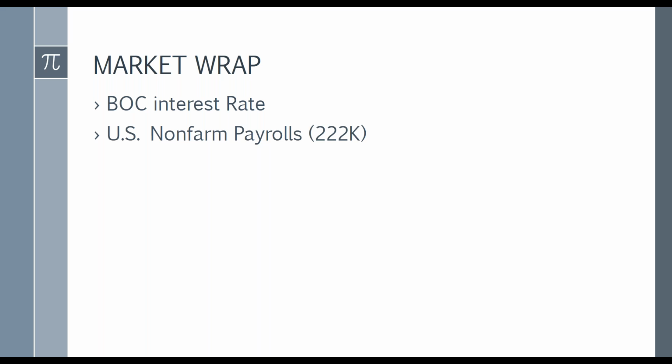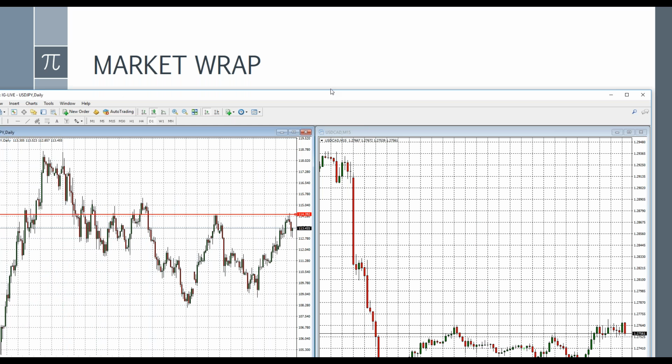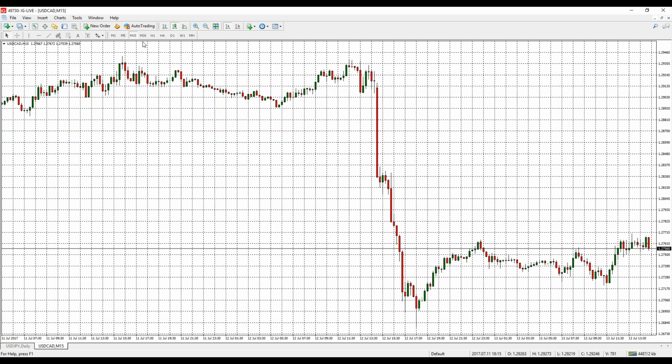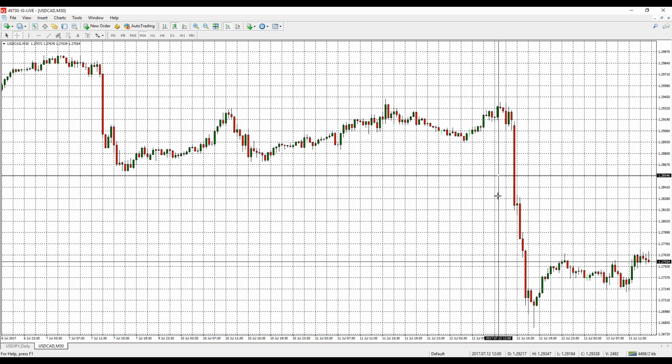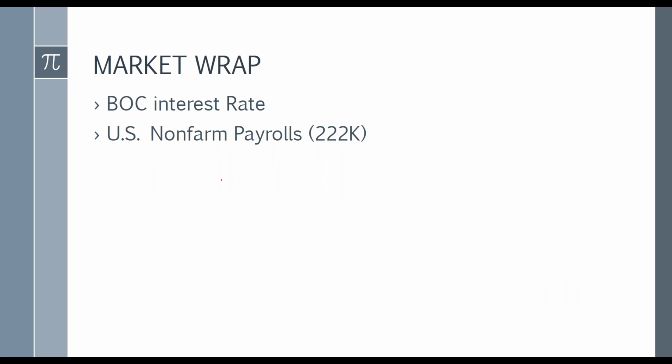The second thing, the market was quite volatile yesterday with Bank of Canada. I don't know if you were aware of the interest rate change that we had in Canada, basically this little thing that we're looking at over here, the collapse of more than 200 pips with the USD versus Canadian dollar. This was when the interest rate in Canada was raised from 0.5 to 0.75, the first raise in the last 7 years.